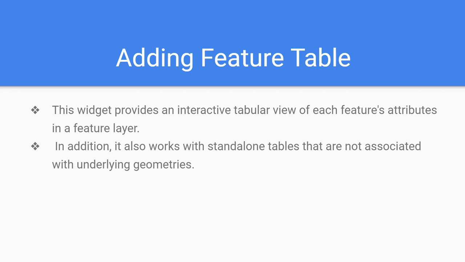In the ArcGIS JavaScript API, it is available as a widget. We will add the feature table as a widget, and we can choose which layer we want to show the information from in a table. You provide that layer name, and it will automatically show the values available in the feature layer. Also, if you have a table without geometry information, we can show that with the feature table too. Now let's move to the code.